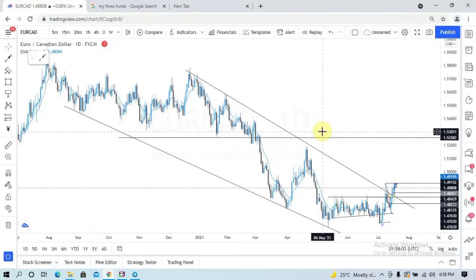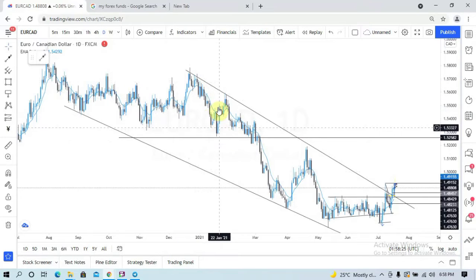Today I'll be making a breakdown on how we got our entry on EURCAD and what our next move is, and I'll just be making a brief explanation. Alright, so we can see that there's been a downtrend on EURCAD since the beginning of, or by the end of last year.